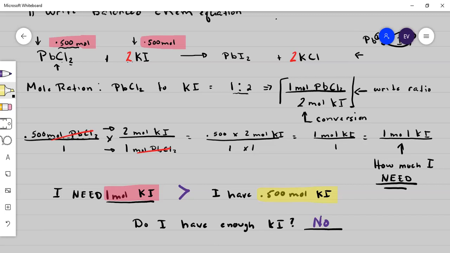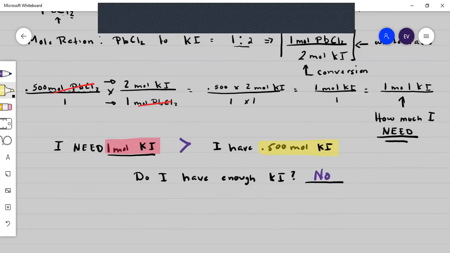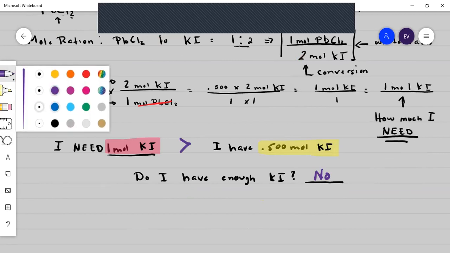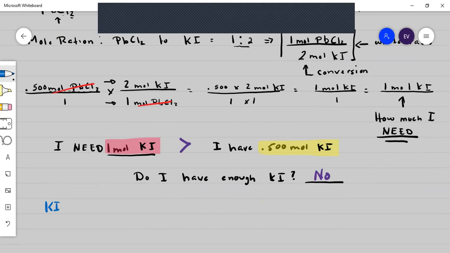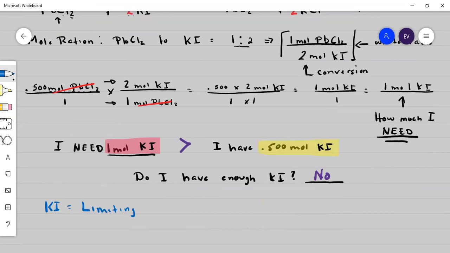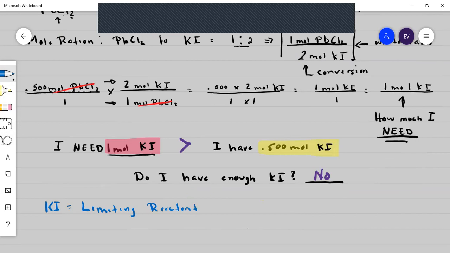If you do not have enough of one of the reactants, then we call that potassium iodide the limiting reactant. Limiting reactant. If that one is the limiting reactant, then the lead 2 chloride is therefore the excess. That means that's the one I have too much of.